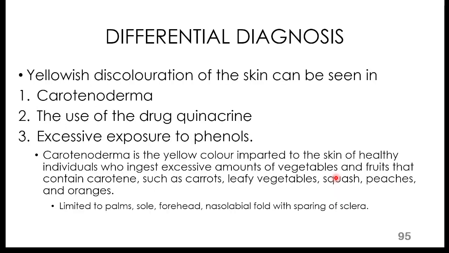Now, whenever you see a patient that has yellowish discoloration of the skin, it might not actually be jaundice. There are some differential diagnoses, such as carotenoderma, a yellowish color imparted to the skin of patients who have been consuming excessive amounts of vegetables and fruits that contain carotene. Carotene is a pigment found in fruits such as carrots, so people that eat lots of carrots can develop a yellowish discoloration of their skin. The drug quinacrine and excessive exposure to phenols can also cause this yellowish discoloration.